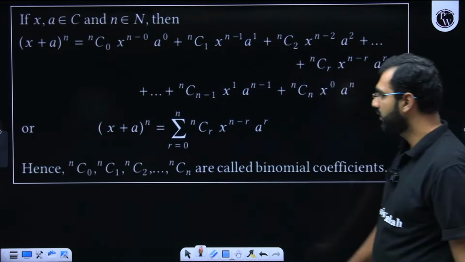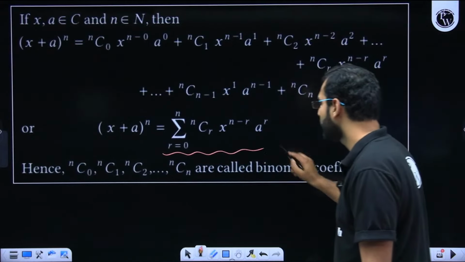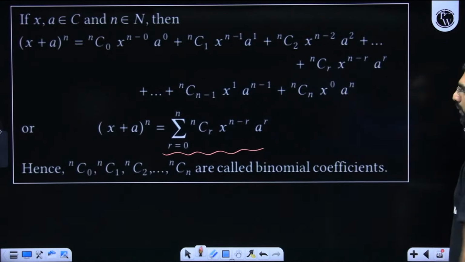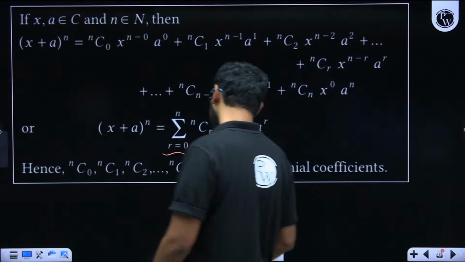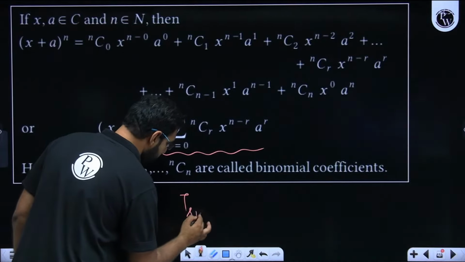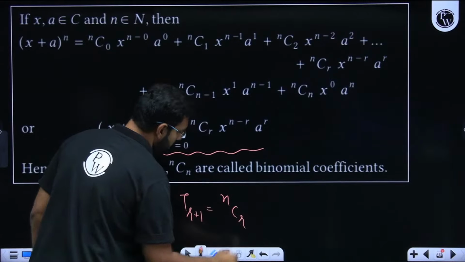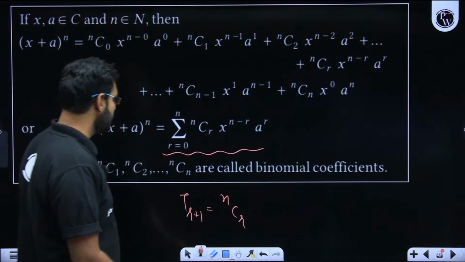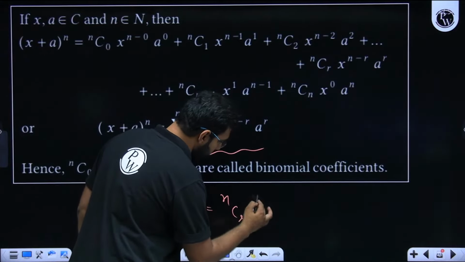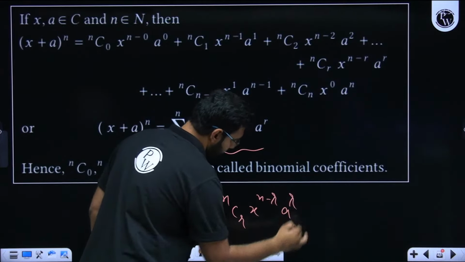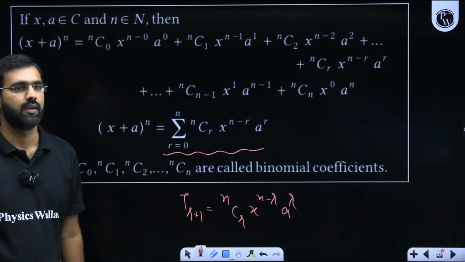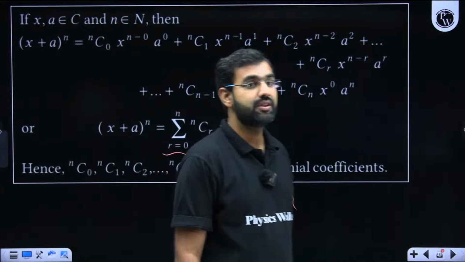This is how you write the binomial expansion. I think I need not give you much information on that. You have to remember that the r plus 1th term of this expansion, where the expansion is x plus a, is always given by nCr, x to the power n minus r and a to the power r. This is how you write the rth term.